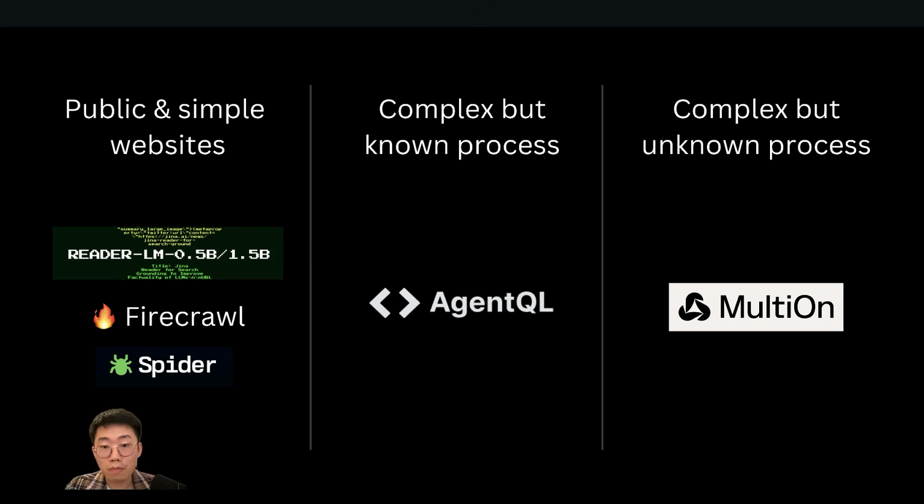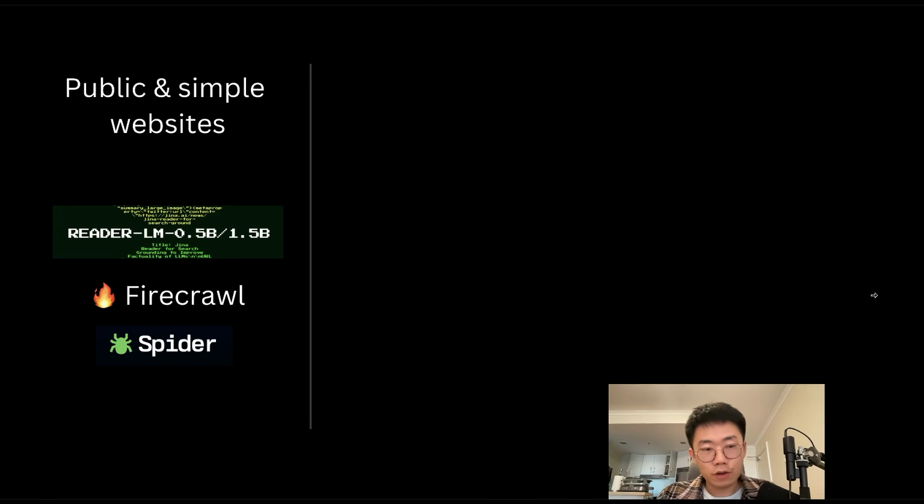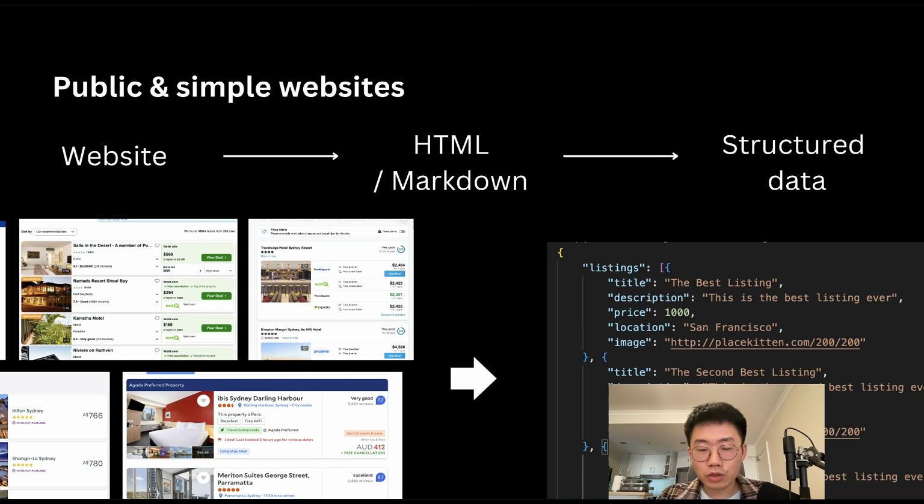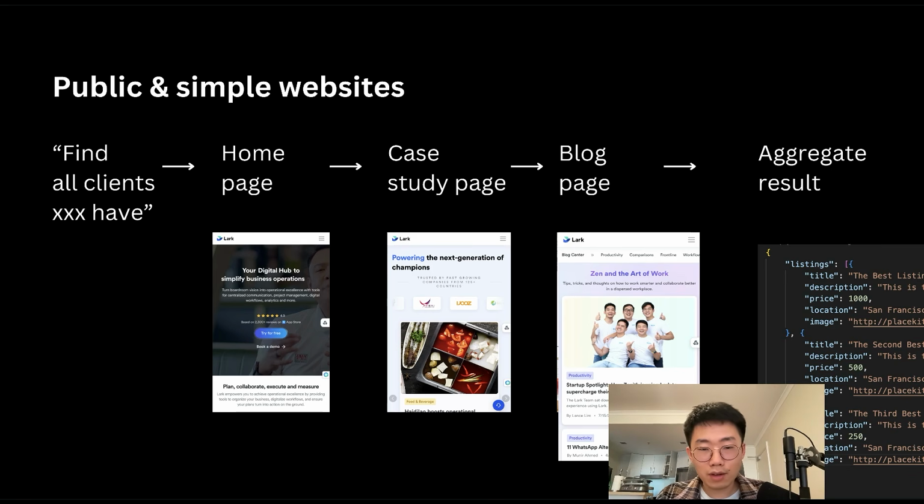I'm going to take you through my best practice of how to implement web scraping for each individual category. So first, let's talk about best practice for scraping public and simple websites. As we mentioned before, with the help of the OpenAI structured output feature, we can extract structured information from the raw website HTML and also build some agentic system that can navigate through multiple different pages to get the information that you're looking for.